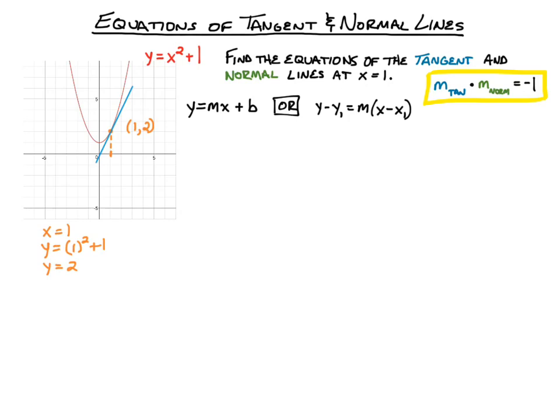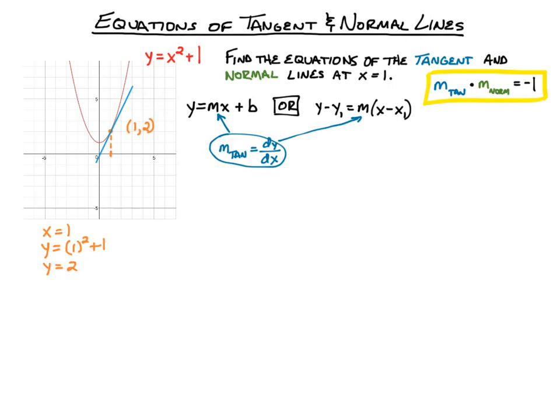Alright, so the tangent line is the line that touches the curve at any point along the curve. It only just touches it, it doesn't cross it. And the slope of this is the derivative of the original function. So if we needed to, we could actually put that derivative function into the equation if we wanted.